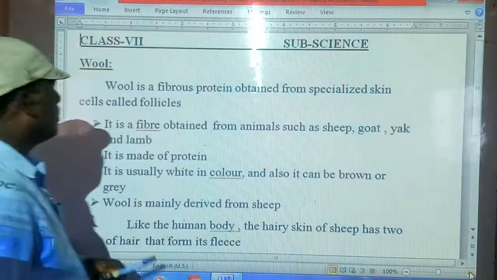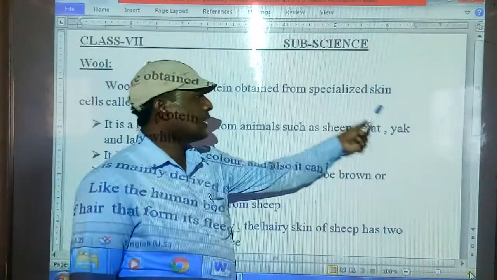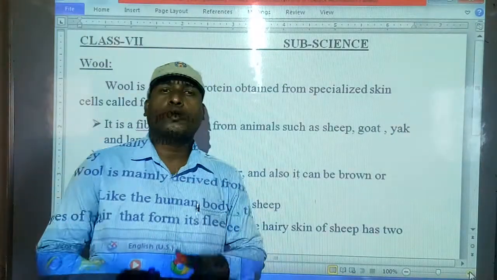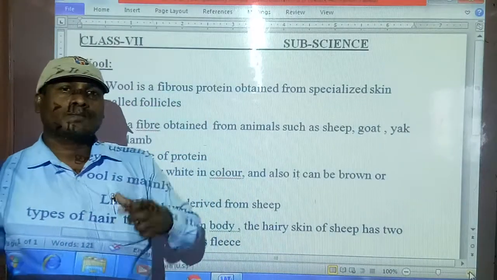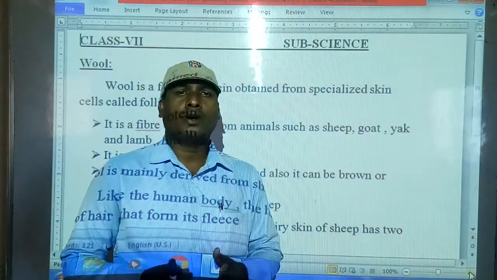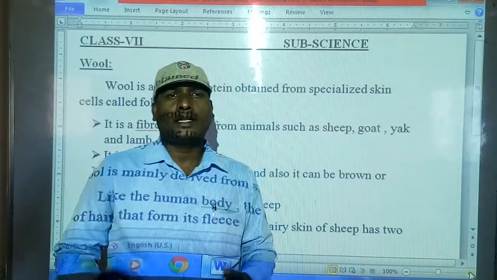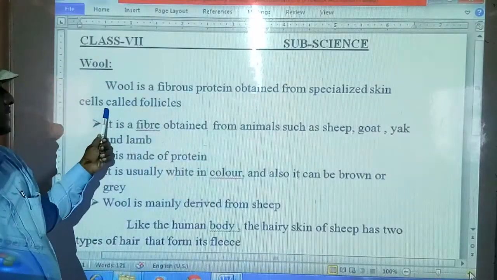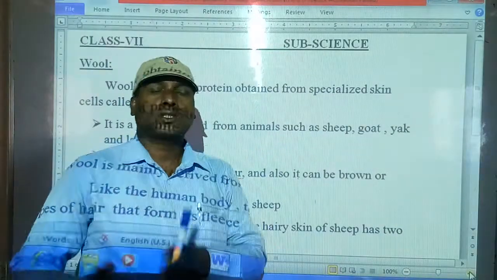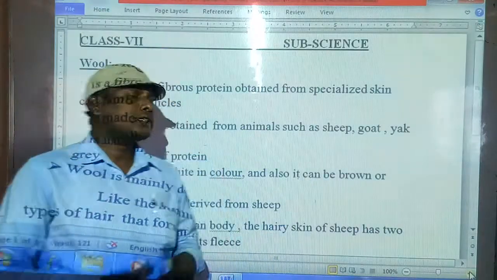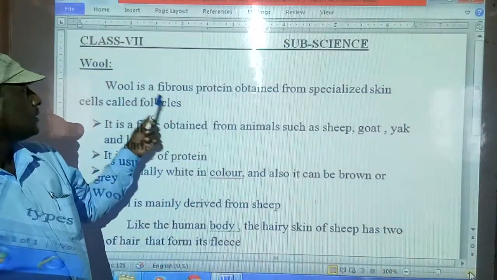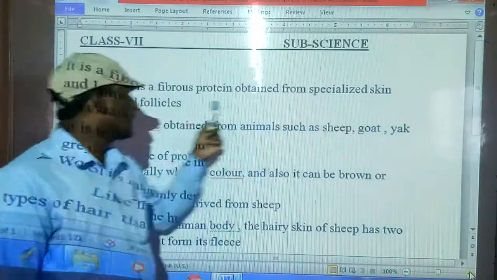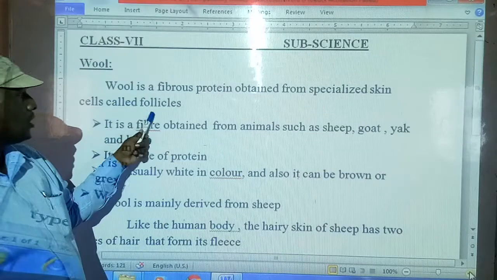Students, observe here, wool is a fibrous protein obtained from specialized skin cells called follicles. Students, it is a protein. Wool is made of protein, and it is obtained from specialized skin cells, which are also called follicles. This is a fibrous protein obtained from the specialized skin cells called follicles.